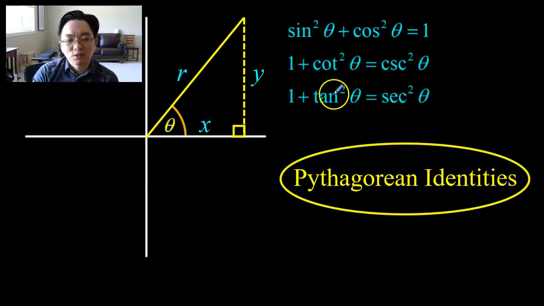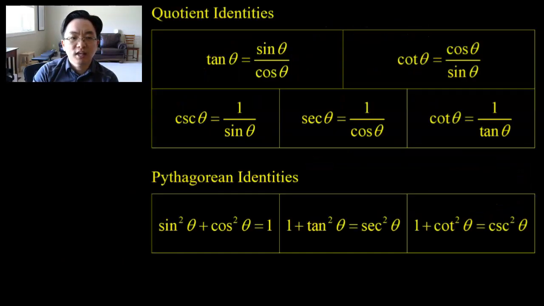And here's the answer, right? 1 plus tan squared theta equals sec squared theta. So these are your Pythagorean identities, and we come to an end. What we have here are the quotient identities. Well, I guess we have quotient identities and reciprocal identities. These two are the quotient identities. These are the reciprocal identities. I should probably write that in there.